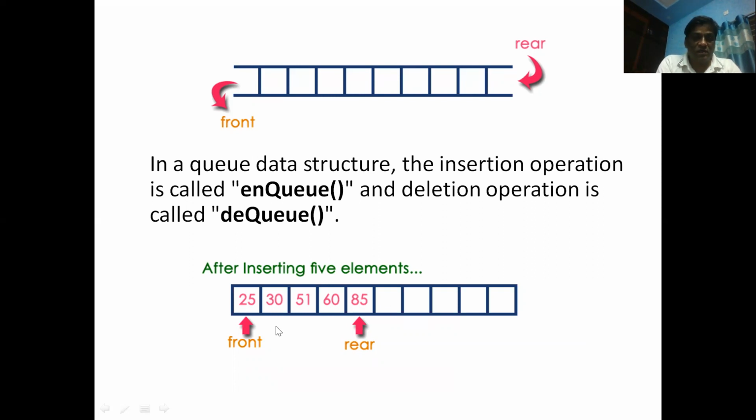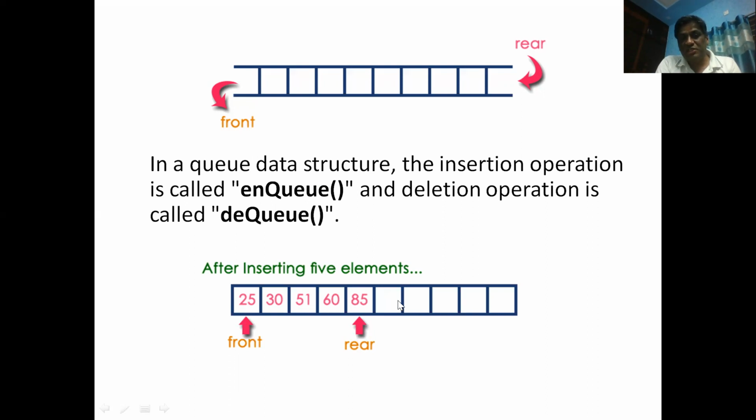This is an example which shows some elements in the queue. These are the elements inserted. Maybe the first element inserted is 25, the second is 30, the third is 51, the fourth is 60, and the fifth is 85. If you want to insert a new element, it will be here, because this is the rear end and this is the front end. From the rear end you need to insert a new element. So you increment the rear by 1, that means move rear to this position and insert the new element over here.